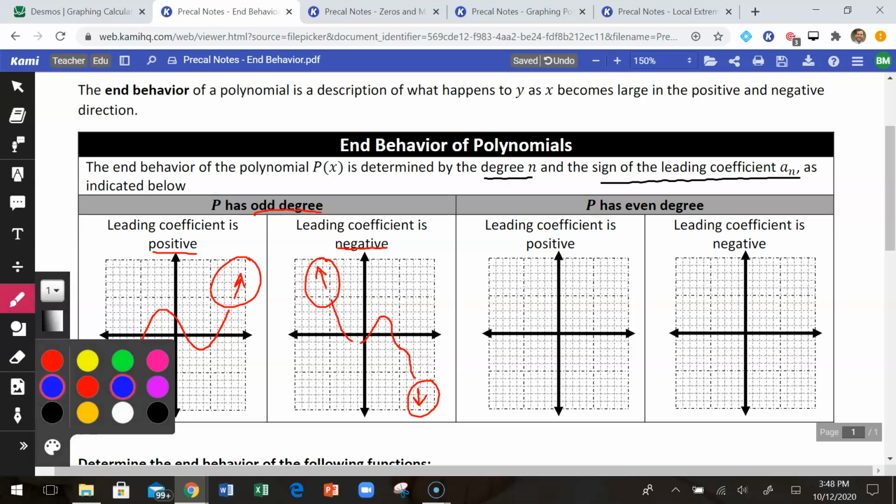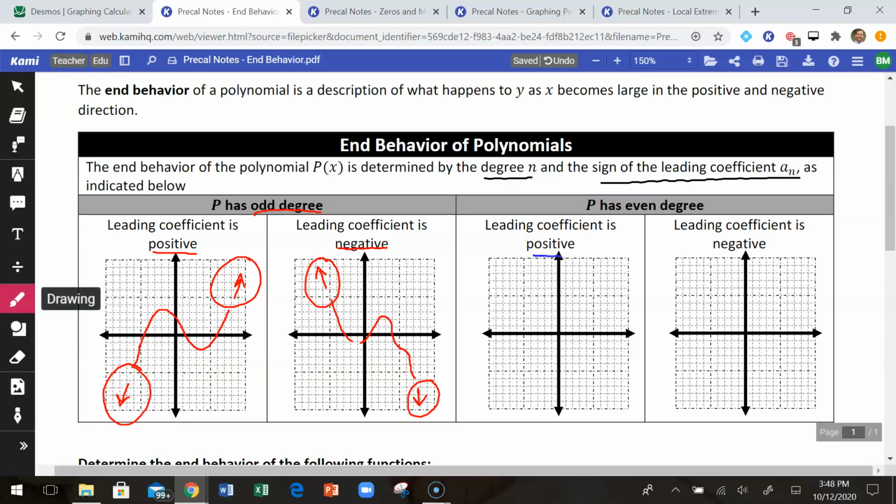If the leading coefficient is positive, but you now have an even degree, so x to the second, x to the fourth, if we have an even degree polynomial and the leading coefficient is positive, then our end behavior is up and up. So it could be just as simple as a parabola. But again, my end behavior is up and up. It could be doing a lot of different things in between.